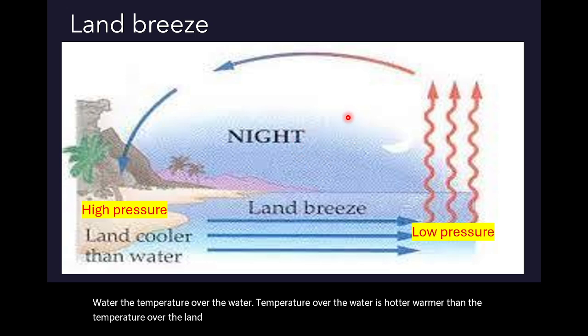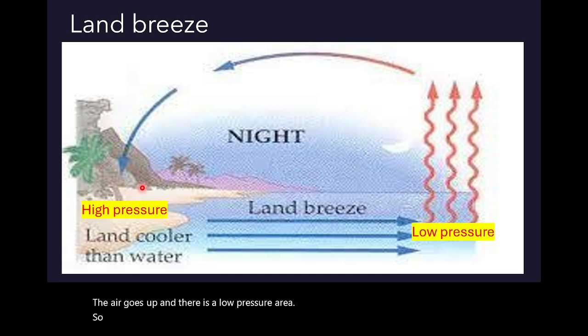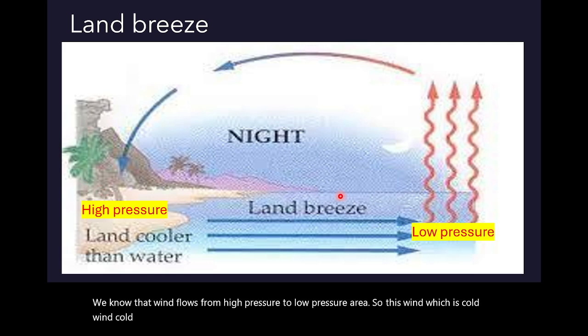So the air goes up from the ocean surface, and there is a low pressure area. The air from the land area comes towards the low pressure area. We know that wind flows from high pressure to low pressure area. So this cold air comes towards this area, and the hot air goes up, and this keeps on repeating. This is called land breeze.